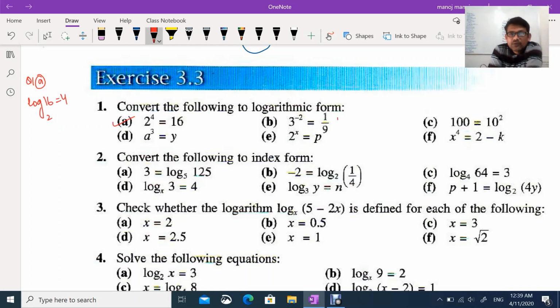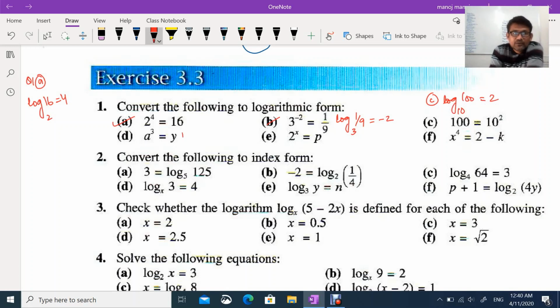This base will remain base. We can write log base 3 of 1 upon 9 is equals to minus 2. Very simple. Now part C, the power is here, so I will start from here. Log base 10, this power is here. The base is base here and the 2 will come after equals to, of 900. This is the way we can get the answer.